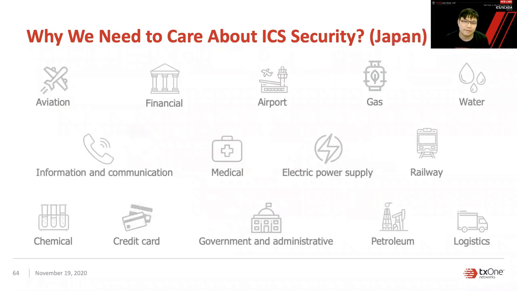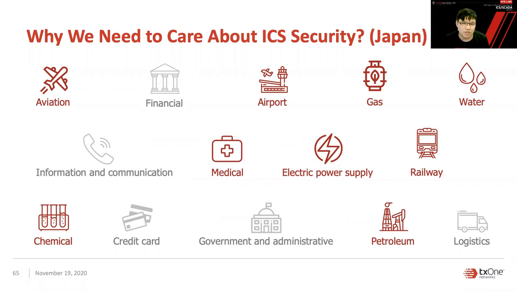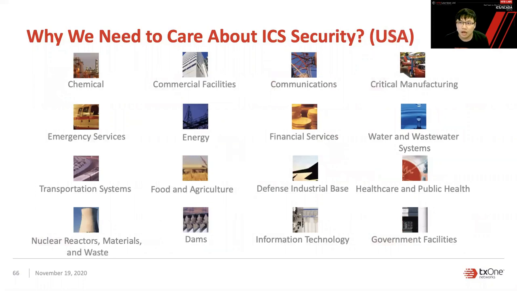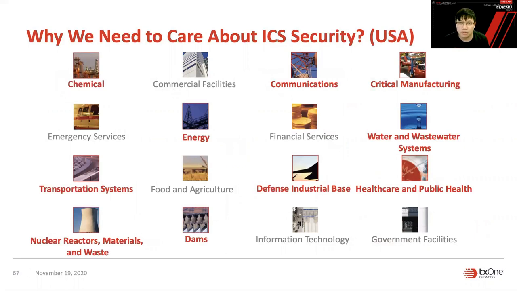Also, Japan has 14 critical infrastructure sectors, including aviation, airport, gas, water, chemical, petroleum, and many more. They also run ICS devices, so it's very serious. And the United States has 16 CI sectors, and over 10 run ICS or SCADA systems. So if we don't care about those systems, the critical infrastructure sectors that run ICS, I think more bad things will happen.